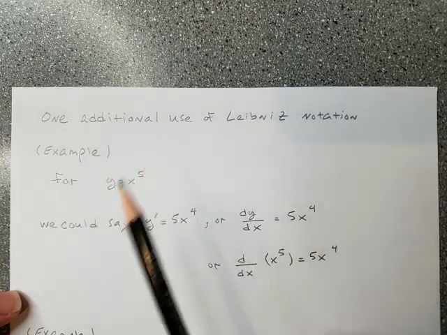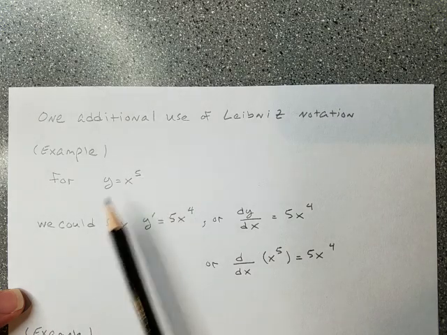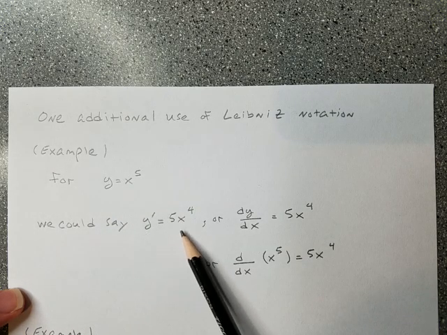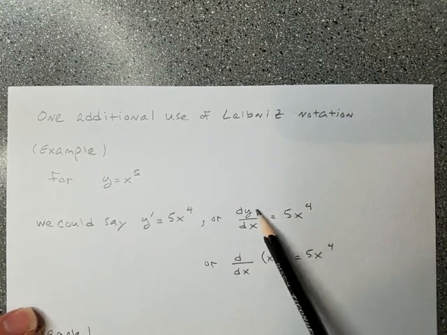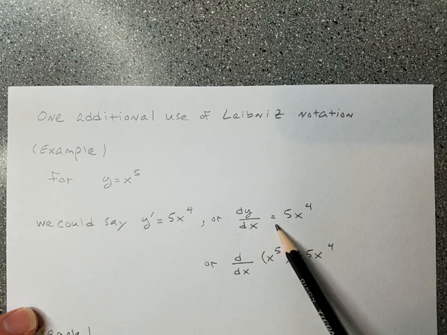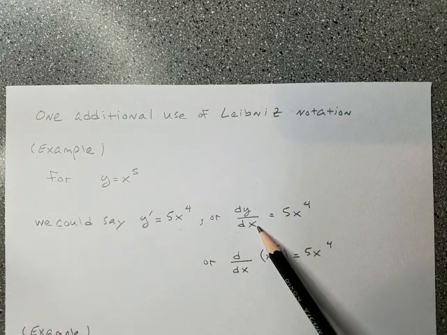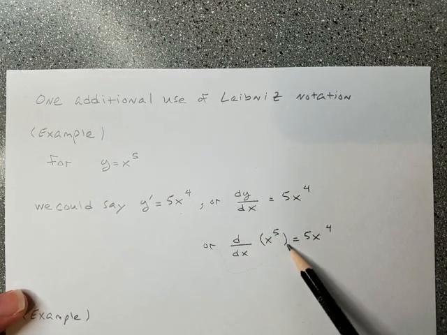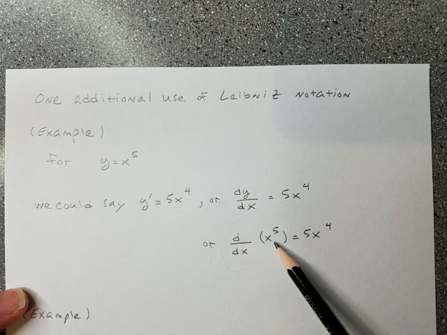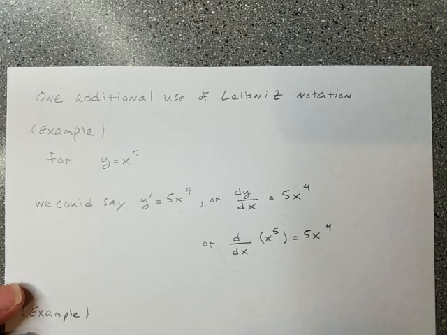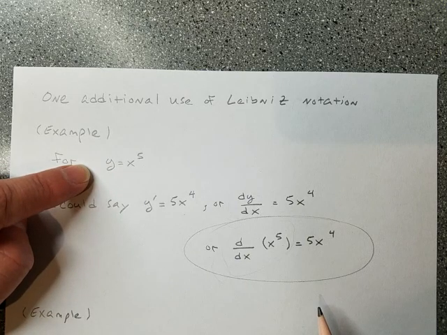Anyway, what were we doing? Notation. Okay, so notation. For this function, y is x to the 5th power, we could say y prime is 5x to the 4th power. We could say that's the derivative. We've talked about the rules. We could say with Leibniz notation that dy over dx is 5x to the 4th power. You might read that as the derivative of y with respect to x. But we also use Leibniz notation like this. This says the derivative with respect to x of x to the 5th power is 5x to the 4th power. Sometimes we write it like that so we don't have to write the function separately, okay?